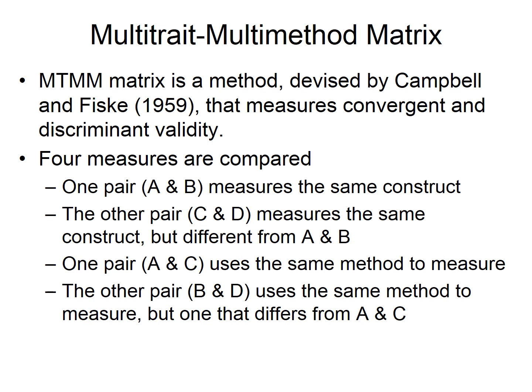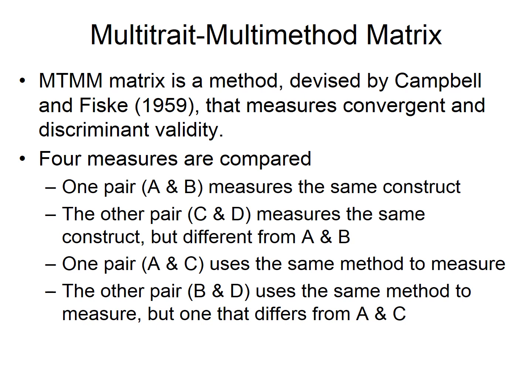The multi-trait, multi-method matrix, or MTMM, is a method devised by Campbell and Fiske in 1959 that measures convergent, concurrent, and discriminant validity all at once. Four measures are generally compared in a multi-trait, multi-method matrix. And what we're comparing, and I'm going to walk you through this, but basically we're combining everything we've talked about into one study at this point.